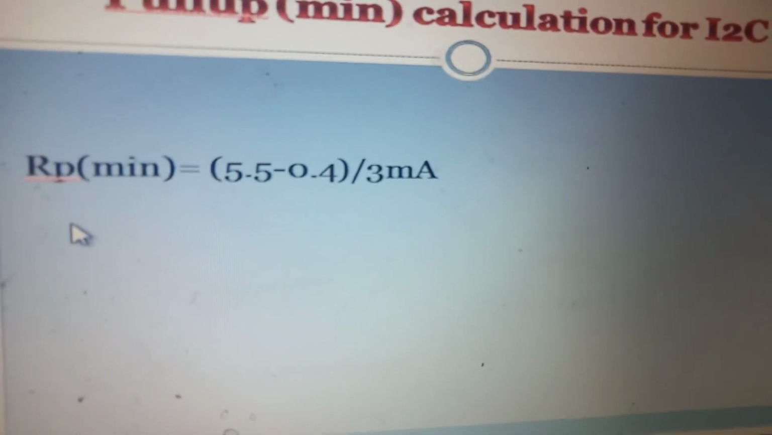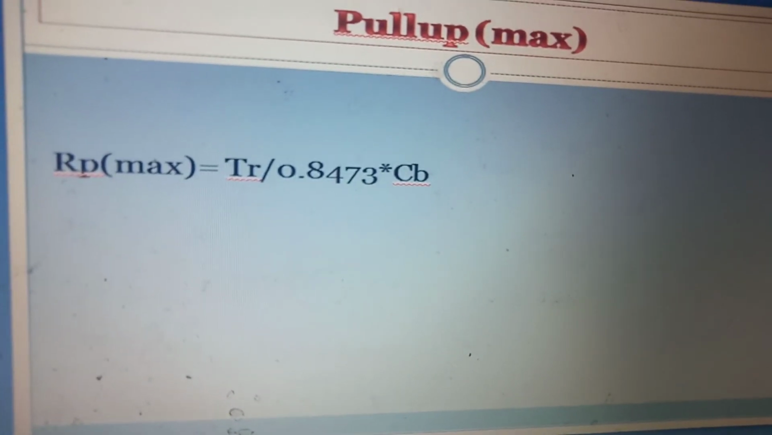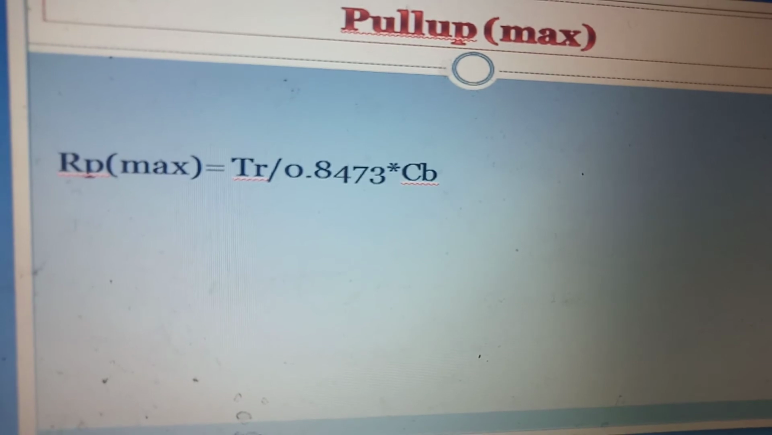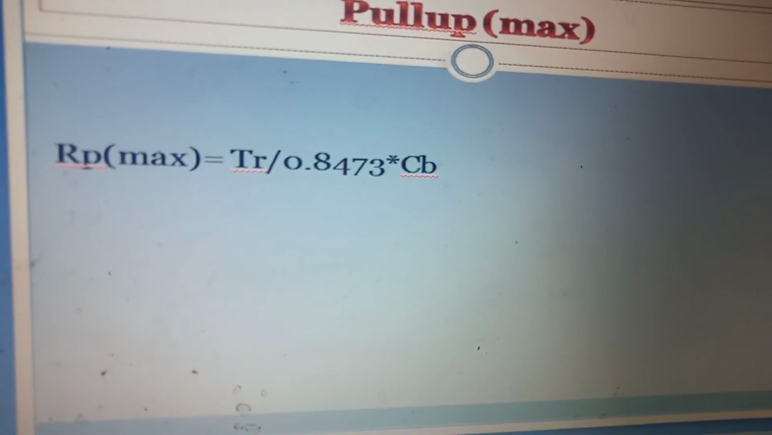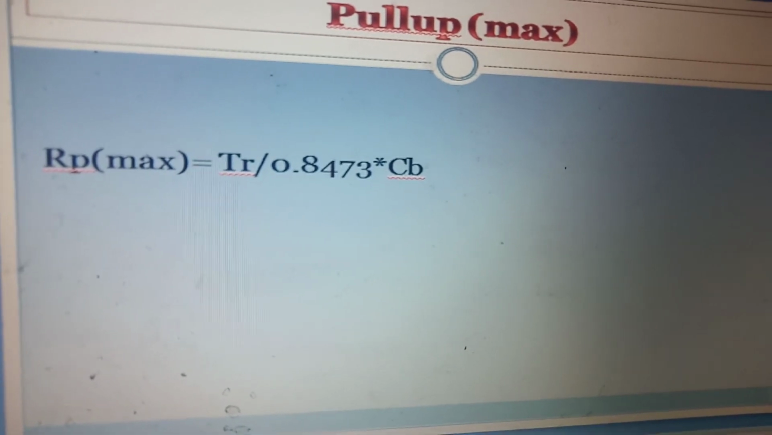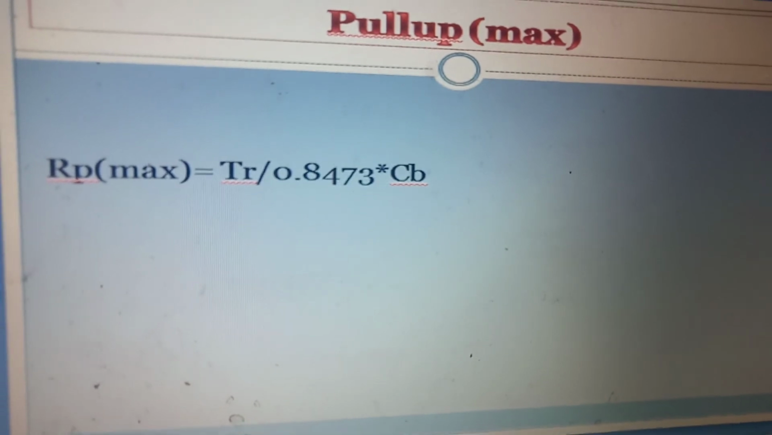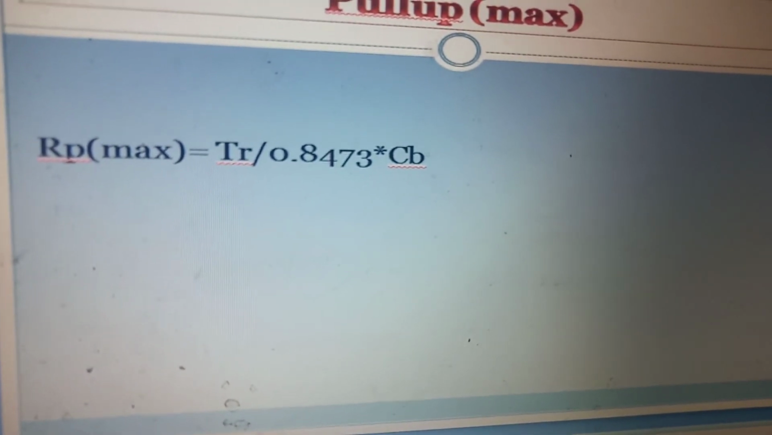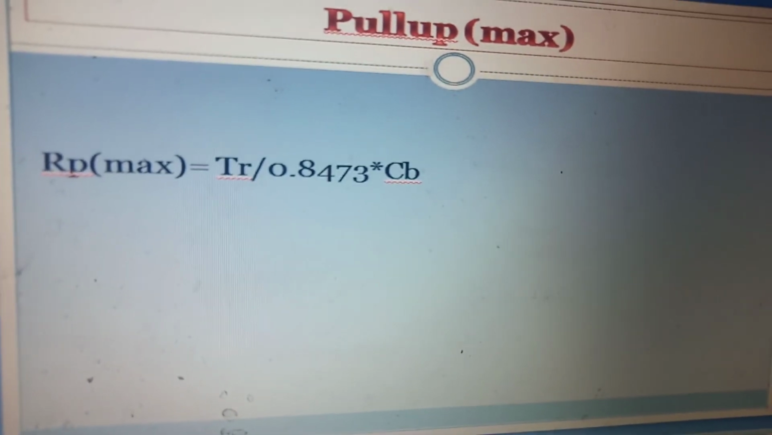Now we are going to discuss the pull-up resistor maximum. Here we need to calculate the pull-up resistor maximum. The formula is TR divided by 0.8473 times CB. CB means load capacitance or bus capacitance. This bus capacitance also you need to see in the data sheet, for whatever chip you are using. There you will see how much load capacitance, minimum and maximum, is there.